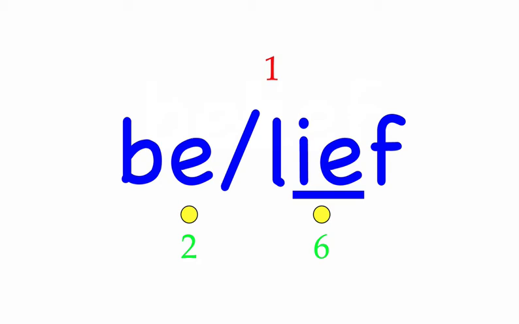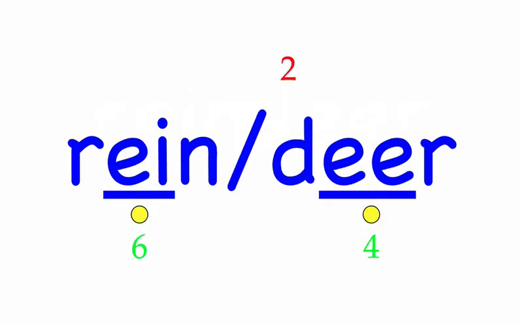Belief. Reindeer. The reindeer is an animal found in the very northern latitudes. Reindeer. Rain has three sounds: R, A, N. Deer, three sounds: D, E, R. Rain, deer. Mark the word. Rain, deer.